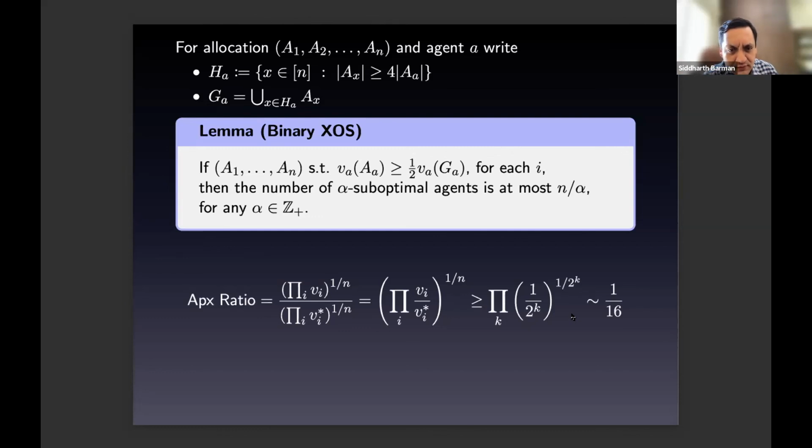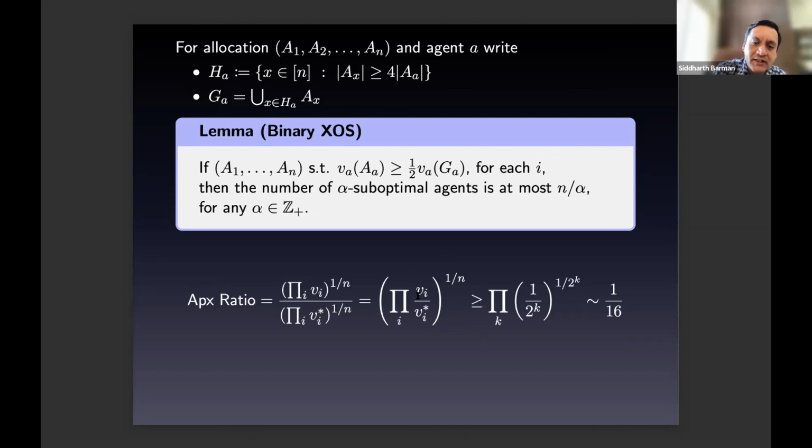I'm slightly over time, just bear with me. This is sort of the last technical slide. Once I have this lemma, which I'm not going to prove, and it holds for binary XOS, this does give me a constant factor guarantee for Nash social welfare. Why? Let's just look at the ratio of the Nash social welfare. The numerator is the one that's achieved by this allocation that has this grand envy guarantee. The denominator is the optimal Nash social welfare. It's the Nash social welfare of an optimal allocation. So I can just write it as a product of these ratios. The 1/n exponent stays outside.